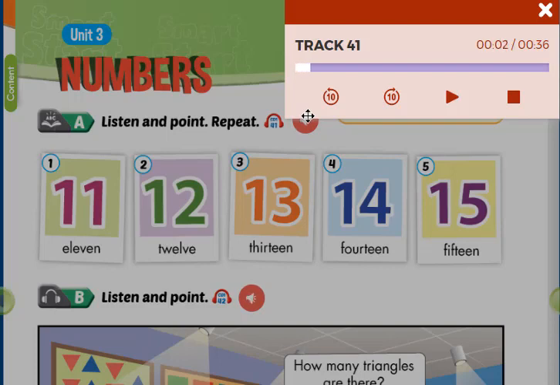Unit 3. Numbers. Lesson 1. A. Listen and point. Repeat.